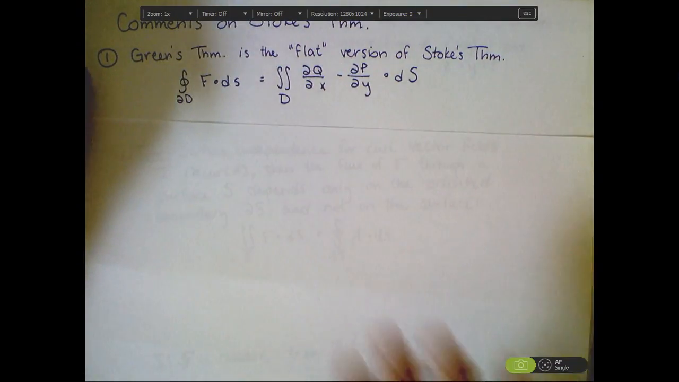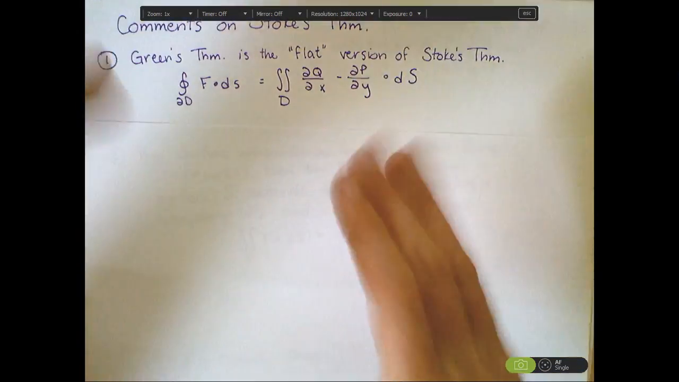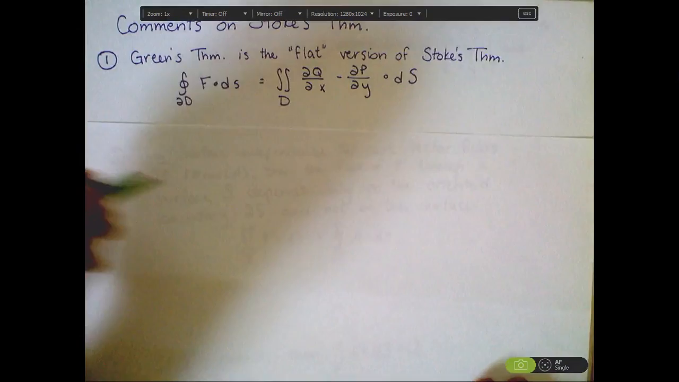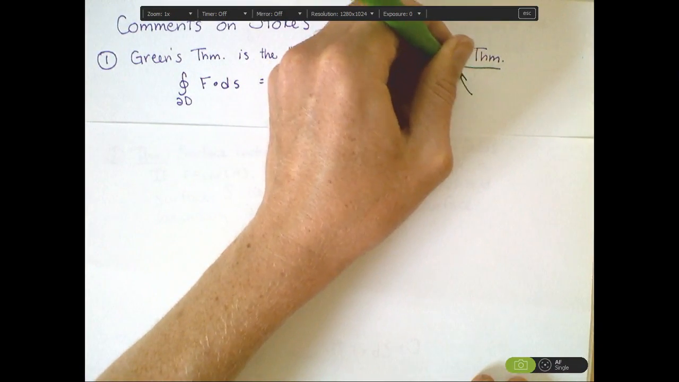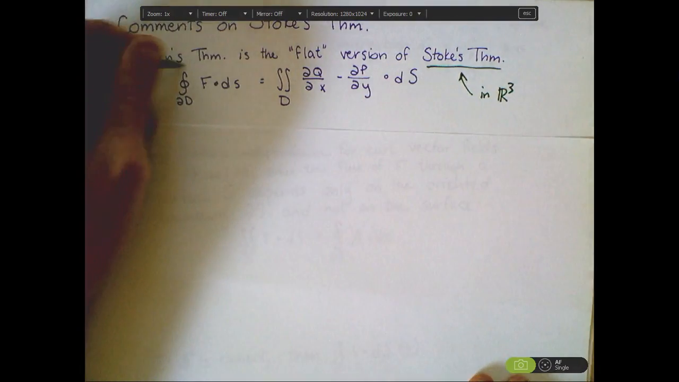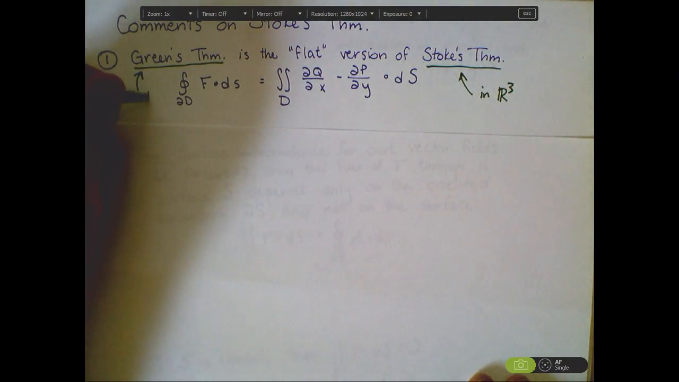The difference is that Green's theorem lives down in R2, and Stokes' theorem can be boundaries that are up in R3 and surfaces that are in R3, whereas Green's theorem has to lie flat in R2.